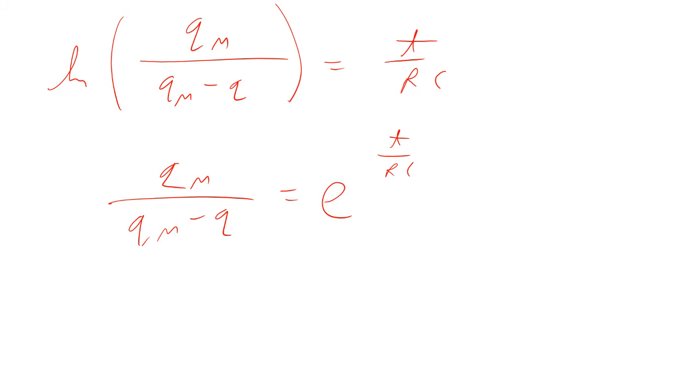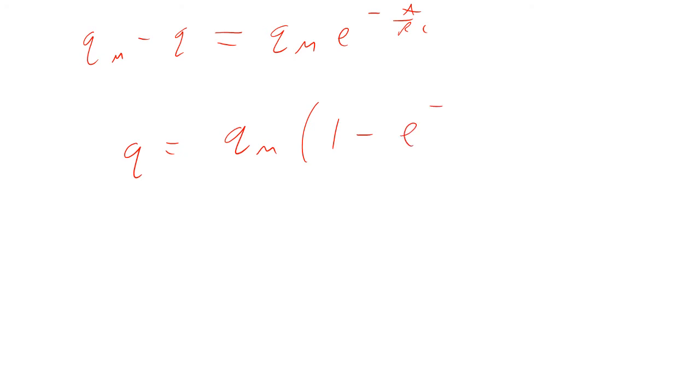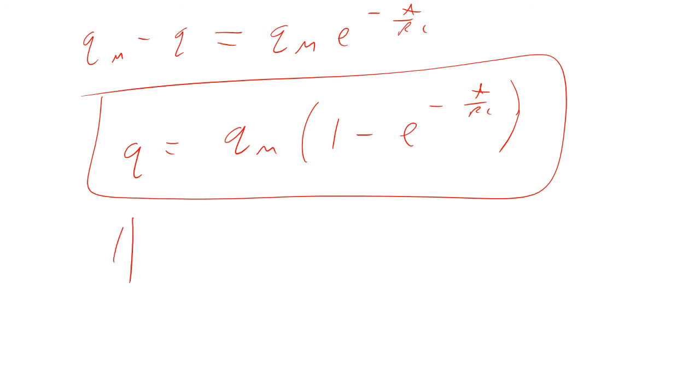Now I want to solve for Q, so I want to get Q all by itself here. I'm going to take the reciprocal of both sides, so this is Qm minus Q over Qm, and that's going to be E to the minus T over RC. Cross multiply: Qm minus Q equals Qm E to the minus T over RC, or solving for Q, that's going to be Qm times 1 minus E to the minus T over RC. So that gives us the charge on the capacitor at some moment in time.